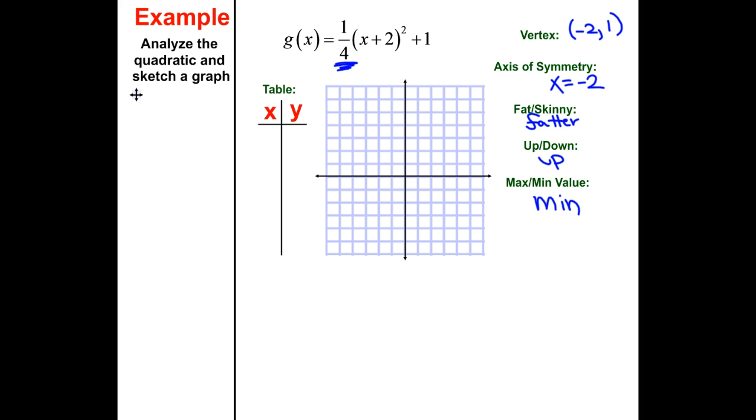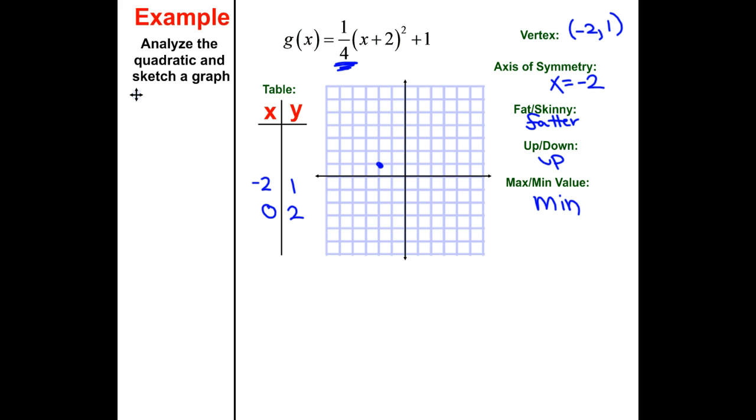All right, so now really we only have one point that we found, negative 2, 1. So I'm going to graph that point right now. We know it opens up. So I'm going to plug in some points, let's see what we can get. Because I need to multiply by a fourth, I'm going to plug in certain x's here to make it work out nicely. The first one I'm going to plug in is 0. Because 0 plus 2 is 2, 2 squared is 4, 1/4 of 4 is 1, plus 1 is 2.